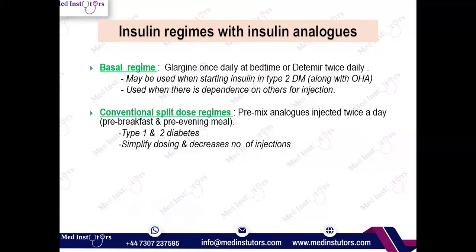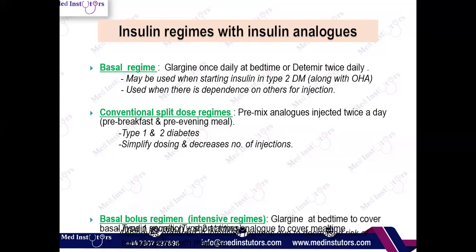Then we have the split dose regimens, the very famous pre-mix analogs injected twice a day, pre-breakfast and pre-evening meal, in type 1 and type 2 diabetes patients, which simplifies the dosing and decreases the number of injections. Okay, we are mixing a rapid-acting insulin with an intermediate-acting or long-acting insulin, and it is injected twice daily before breakfast and before the night meal.